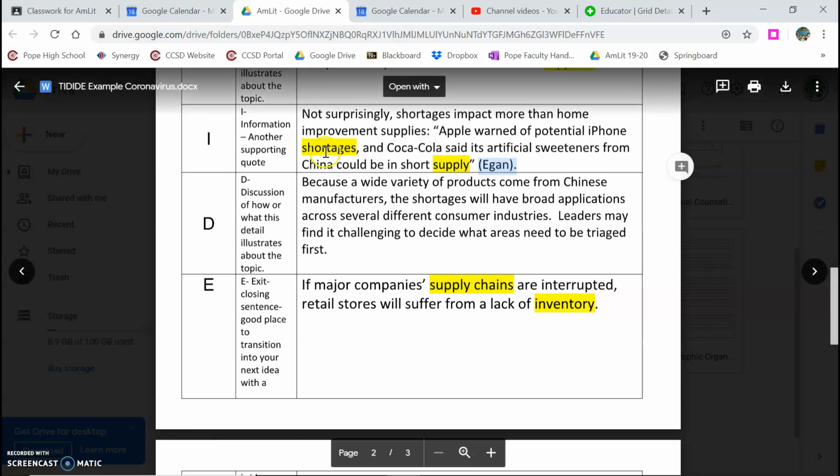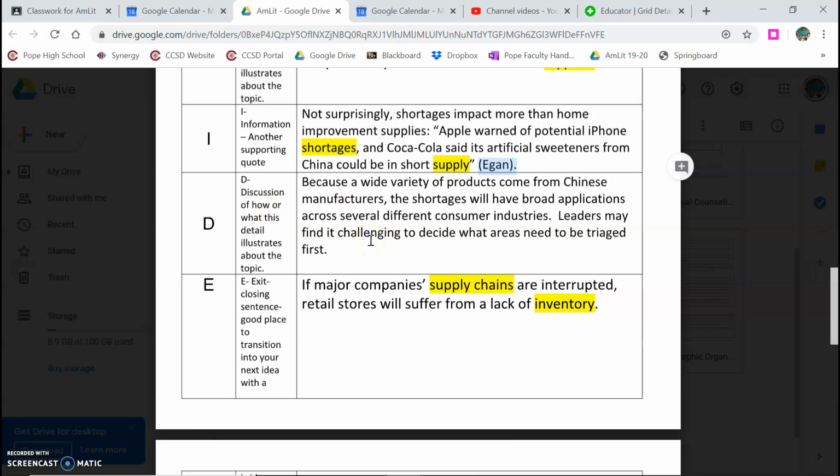And I have my keywords in here, shortages and supply. I do my second discussion about my detail. Because a wide variety of products come from Chinese manufacturers, the shortages will have broad applications across several different consumer industries. Leaders may find it challenging to decide what areas need to be triaged first. So we know that our keywords, which I don't have highlighted, products and manufacturers, connect to this paragraph.